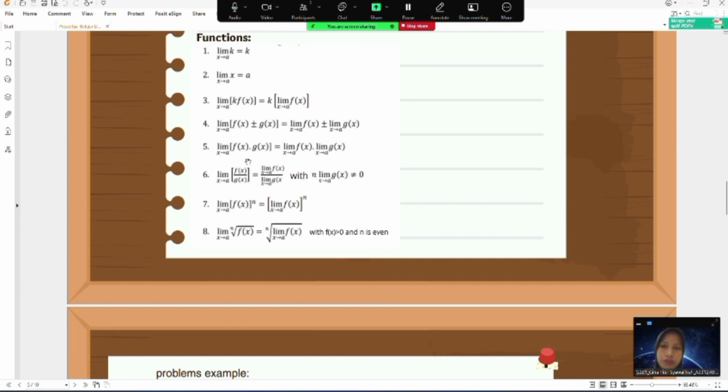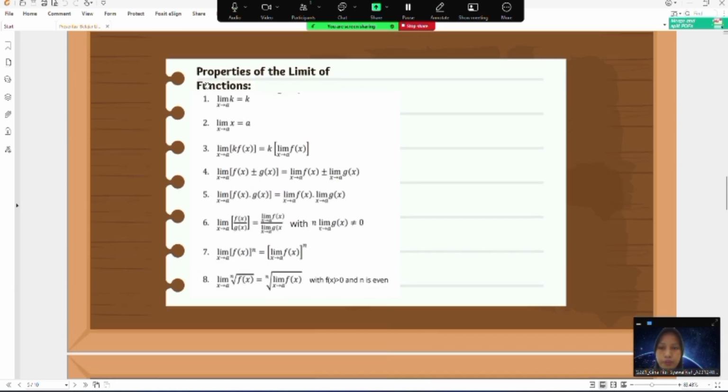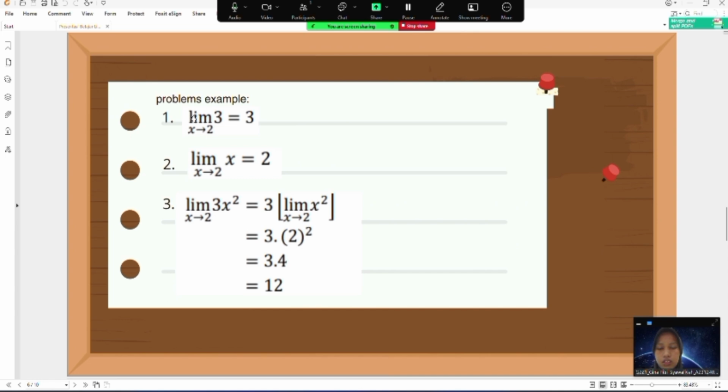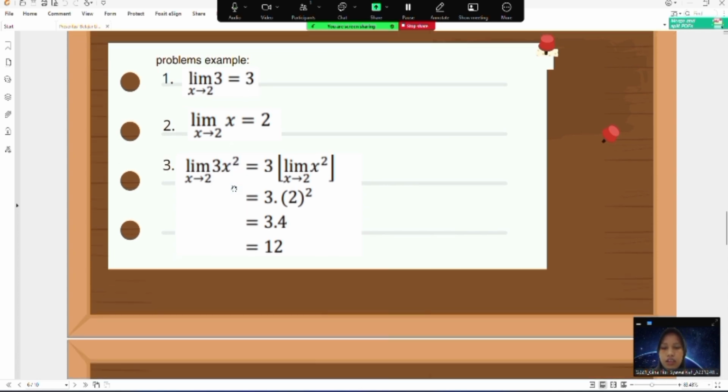As I explained before, from the properties of the limit of a function, if the limit as x approaches a is taken for k, then the result is the constant itself. So the result of the limit as x approaches 2 for 3, where 3 is a constant, is 3, the constant itself.